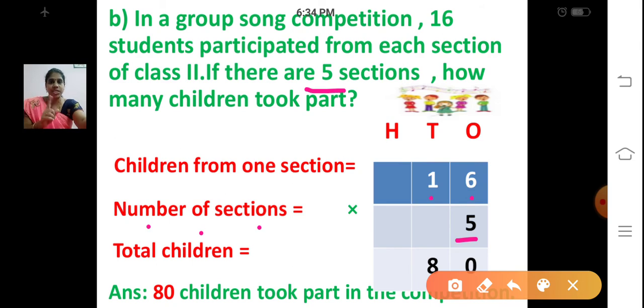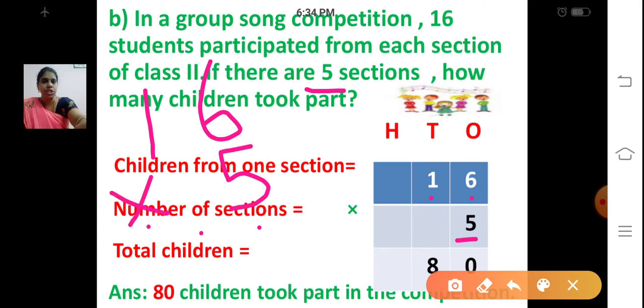So children from one section is 16. Altogether we have 5 sections. Now we are going to find out how many children took part. So we are going to do multiplication. We are going to multiply 16 into 5. Now what is the first step?